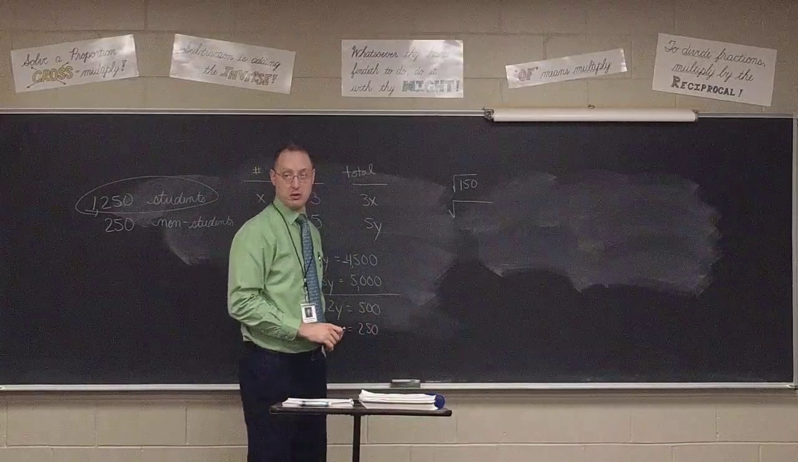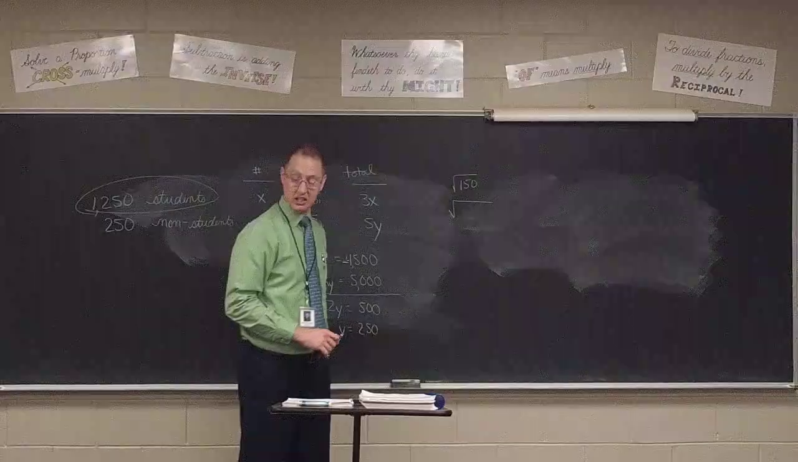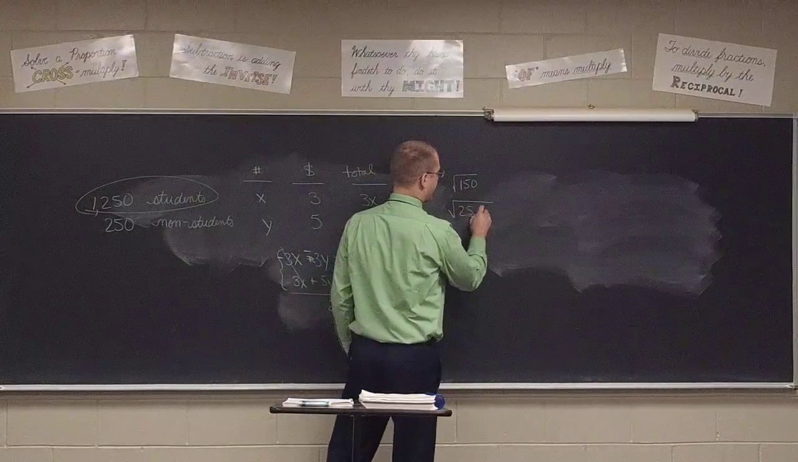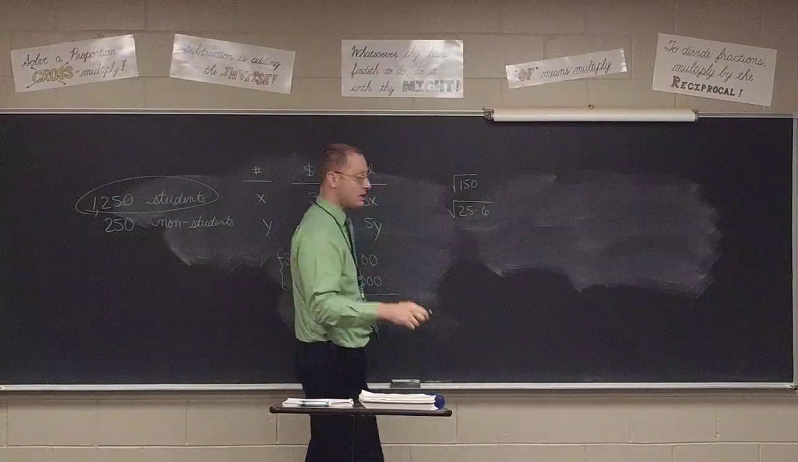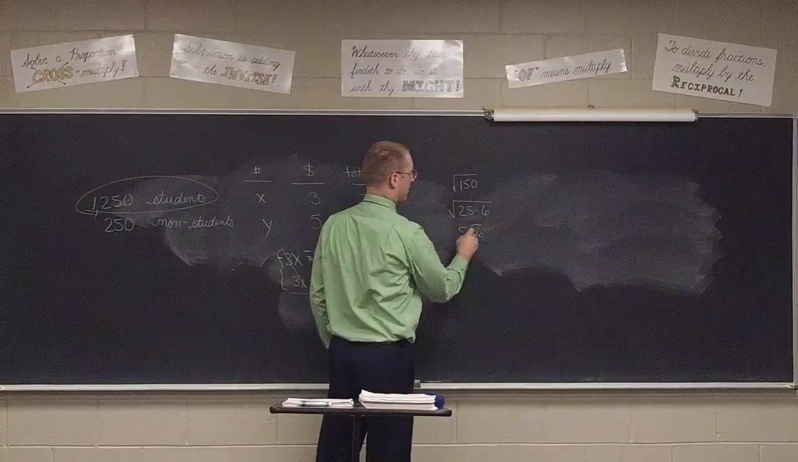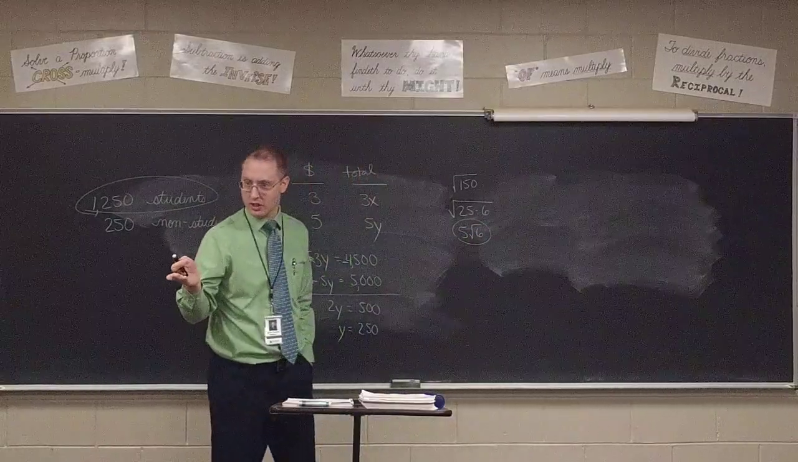What square do you think is in 150? 25 times 6. Yeah, 25 times 6, so we could reduce our answer down to get? 5 square root of 6. There we go. Now, did you actually have that answer?